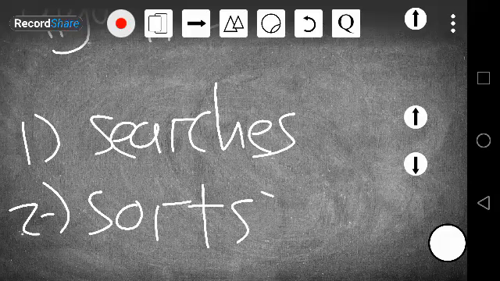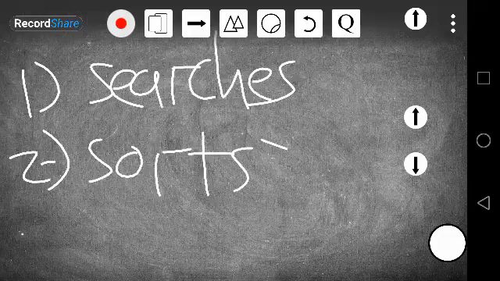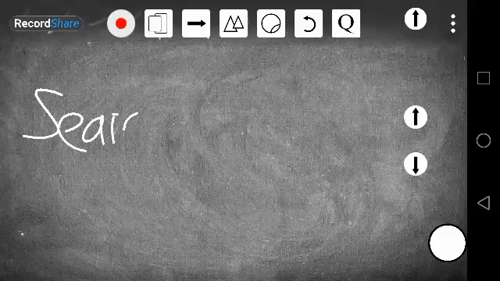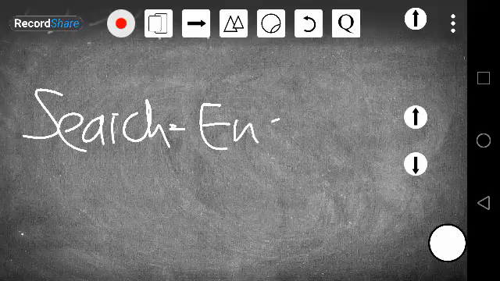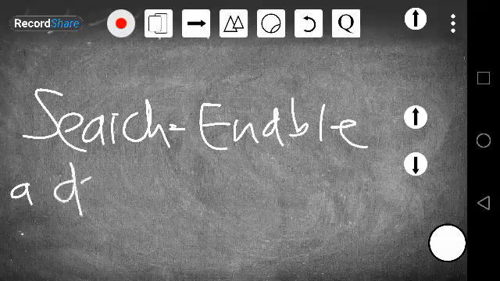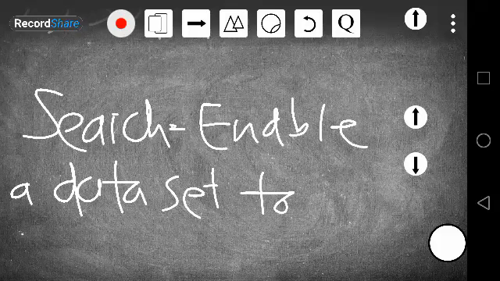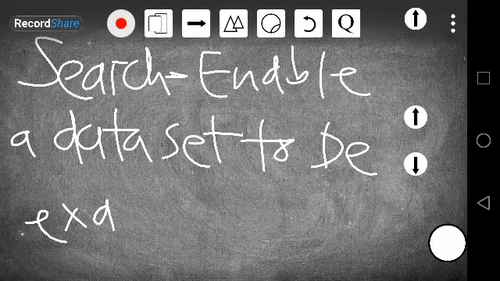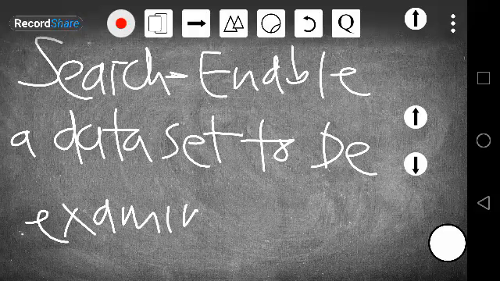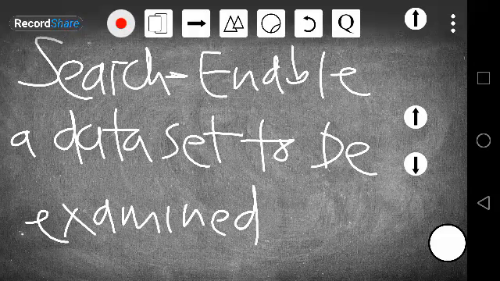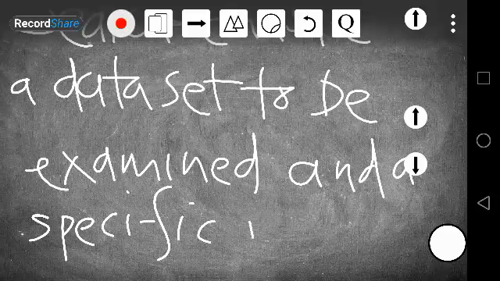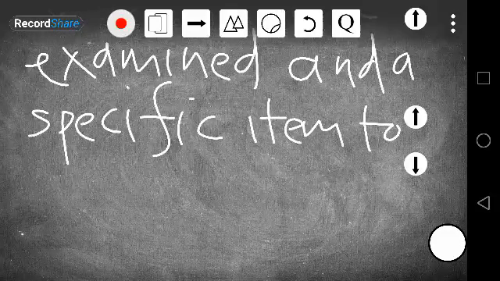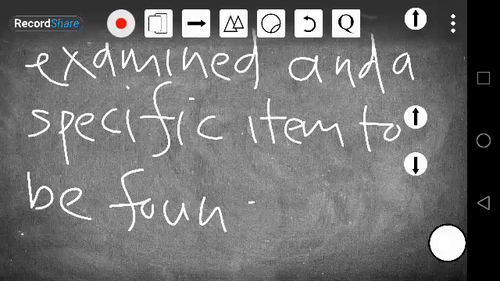So someone may ask, what is a search and what is a sort? A search enables a data set to be examined and a specific item to be found.